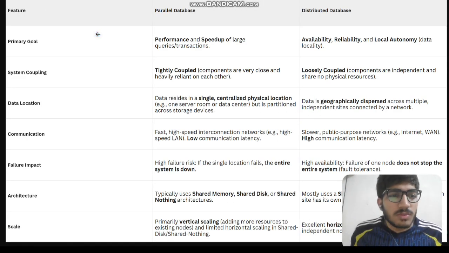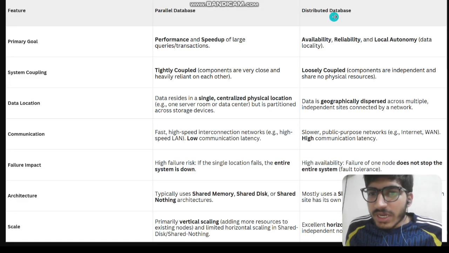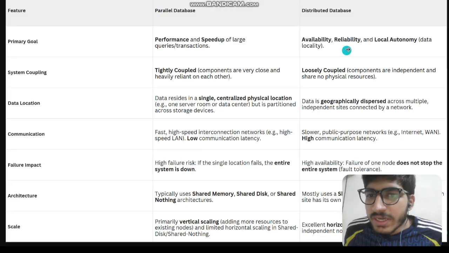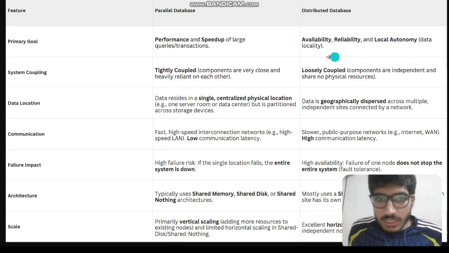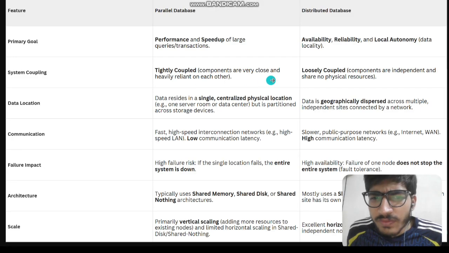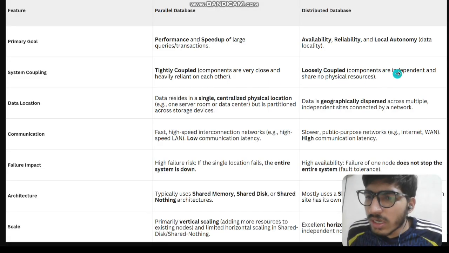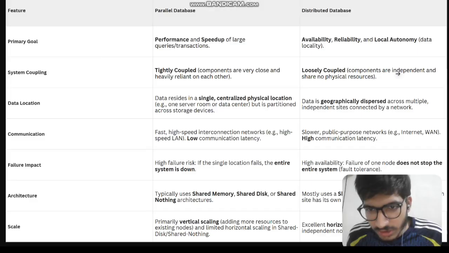So the primary goal of the parallel database is performance and speed up of large queries and transactions. The distributed database's primary goal is availability, reliability, local autonomy, and data locality. Then system coupling. The parallel databases are tightly coupled, that is, components are very close and heavily reliant on each other. Distributed databases are loosely coupled, that is, components are independent and share no physical resources.